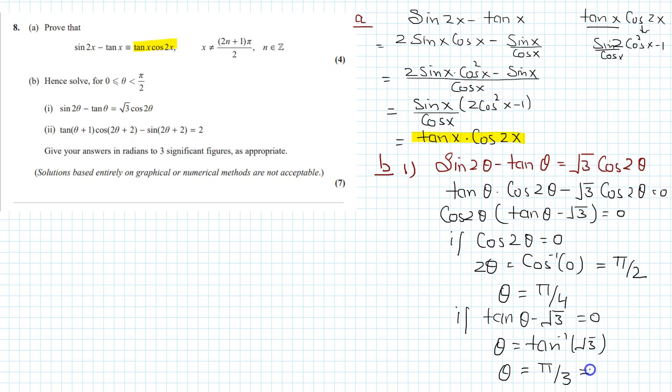So that is 1.047, to 3 significant figures 1.05, and this can also be written as 0.785. So we have these two values from part 1. Theta is equal to this and theta is this.